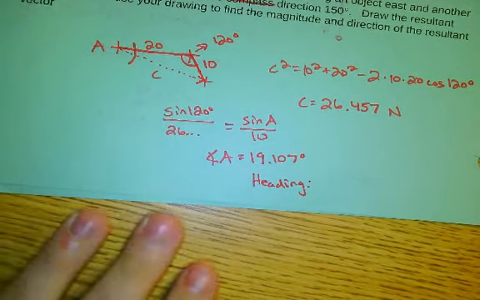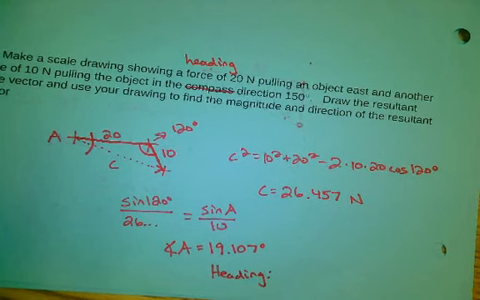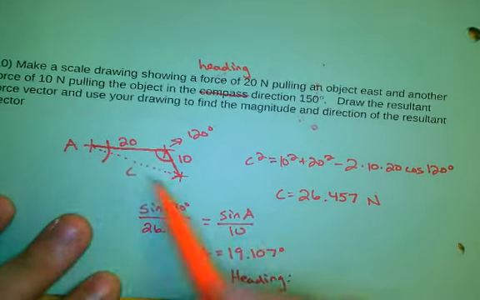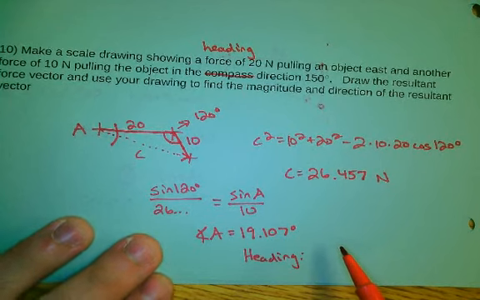If it gives you a question with headings, you need to answer in headings. If it gives it to you in bearings, you need to do it in bearings. If it gives it to you in the direction with the x-axis, you need to do it that way, which is the unit circle. Okay. So what would the heading be? If that's 19, what's the total heading?